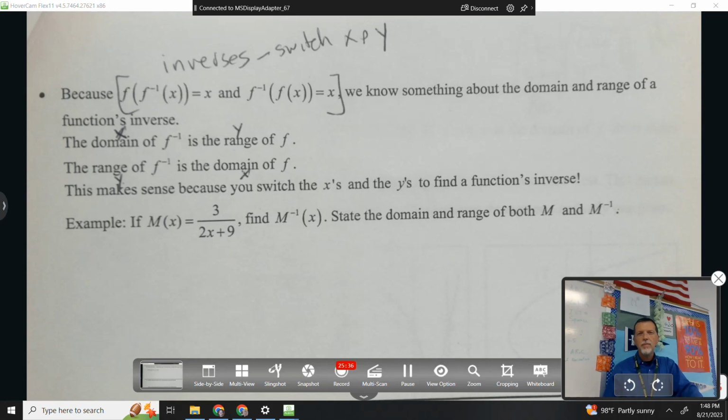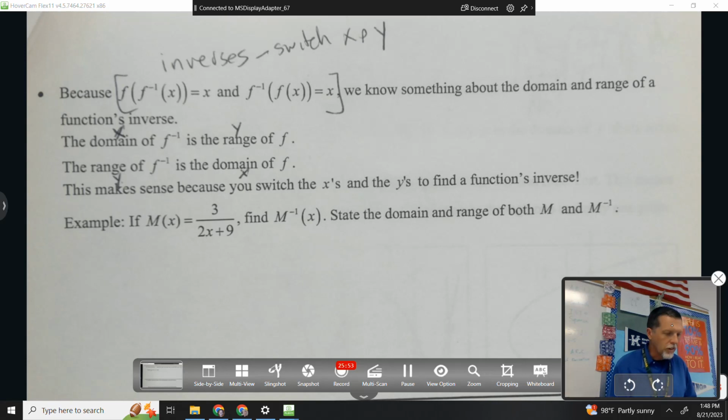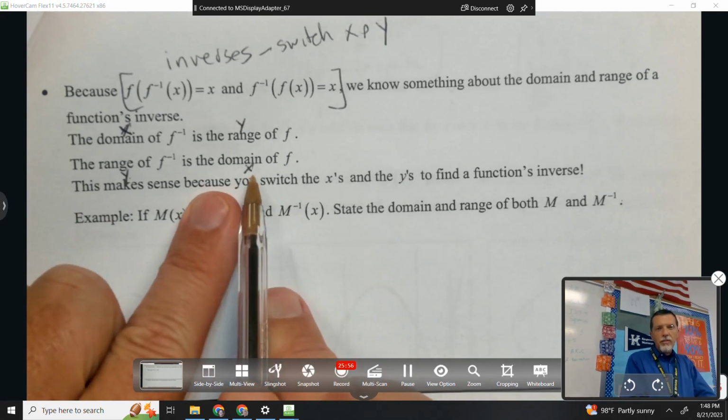Does that make sense? There are weird and fancy words, but it's like when we were doing the graphing and we switched the a's and b's, or the x's and y's. We did that for all of them. So everything that was an x for the original became a y for the inverse. So everything that was a domain for the original became a range for the inverse.